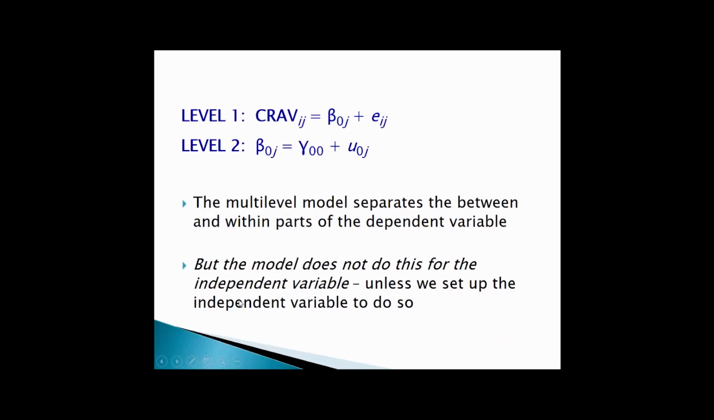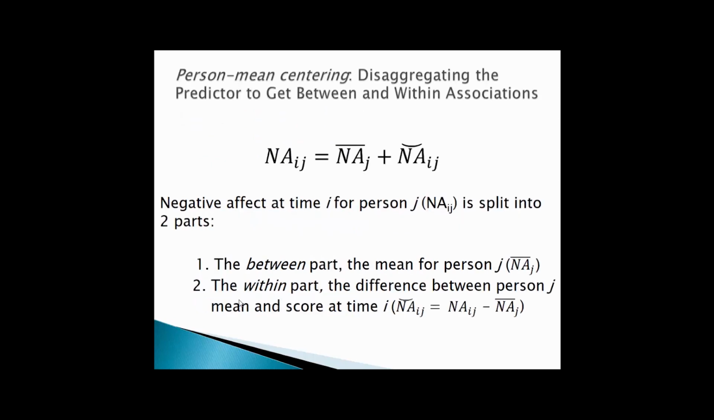Now, one thing that I want to point out here that can sometimes get lost is that the multi-level model does a good job of separating the between and within variability for the dependent variable. But a standard multi-level model does not do this for your independent variable. We actually have to set up our independent variable so that we have a variable that is only the between-person variability, and then another one that's only the within-person variability, because the modeling won't automatically do it for us. And we can achieve this through centering.